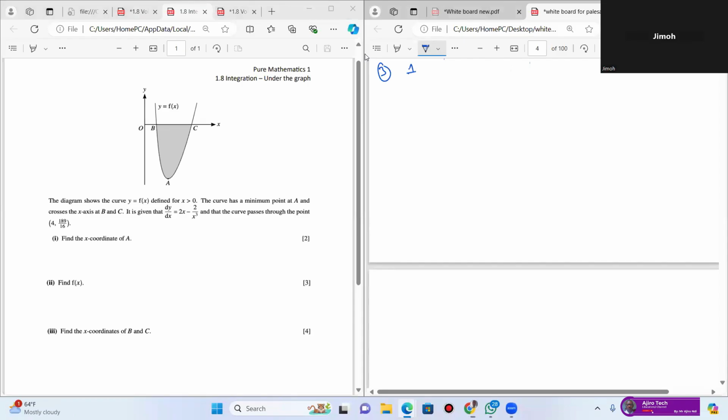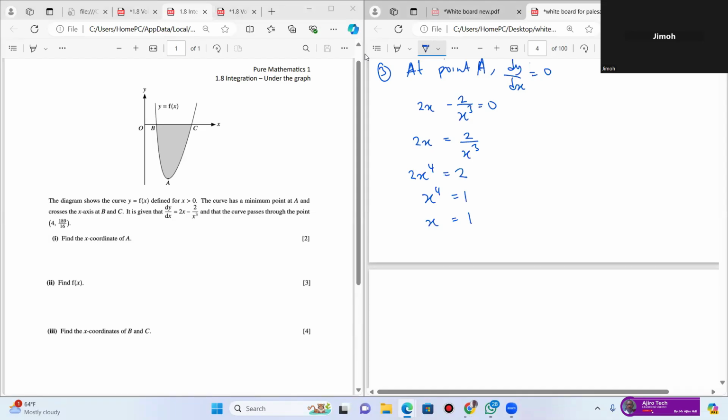So at point A, dy/dx is equal to 0. So we have 2x minus 2 over x cubed is 0. So this can go across: 2x is equal to 2 over x cubed. I can take it to multiply: 2x to the power 4 is 2. So x to the power 4 means 1. So x is 1.